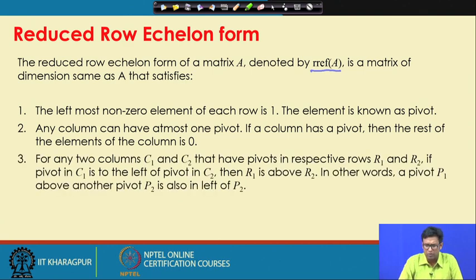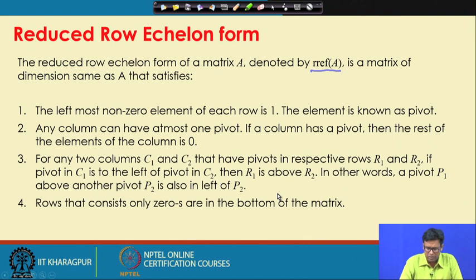For any two columns C1 and C2 that have pivots in respective rows R1 and R2, if the pivot of C1 is to the left of the pivot of C2, then the row R1 will be above R2. That means the pivots will be arranged from the left-hand corner and move towards the right-hand corner. In other words, a pivot P1 will be above another pivot P2, and this P1 must also be to the left of P2. When we see examples of reduced row echelon form matrices, we can verify these terms.